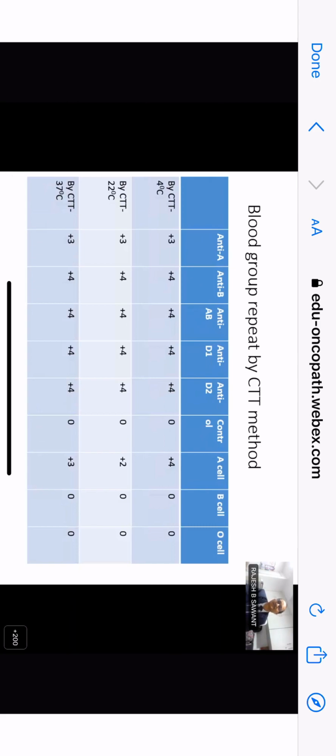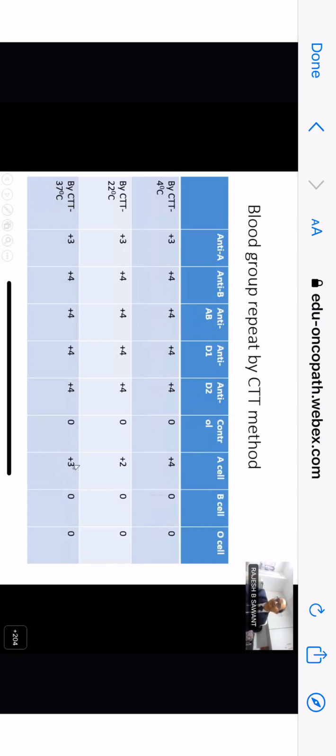Yes, sir. It's showing strong positivity at 4 degrees Celsius, which means cold agglutination is present. What I mean to say is that the additional reaction with the A cells is there at all 3 temperatures. It is not that it is only at 4 degrees and it has disappeared at 37.